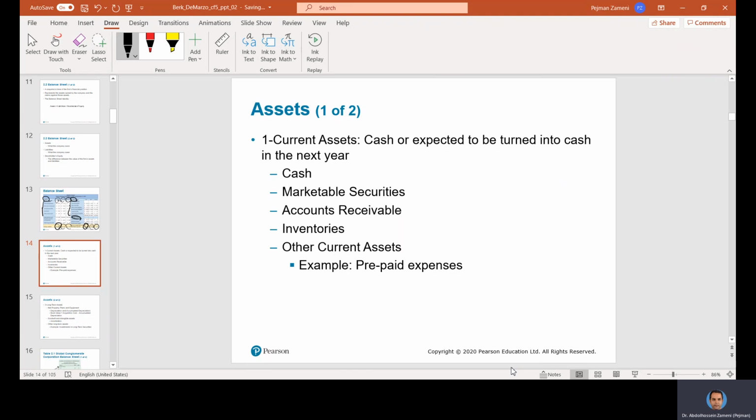Assets. Current assets: cash or expected to be turned into cash in the next year. In a way, the most liquid assets come under the current assets, like cash, marketable securities, accounts receivable, AR, inventories, and other current assets. An example would be prepaid expenses.